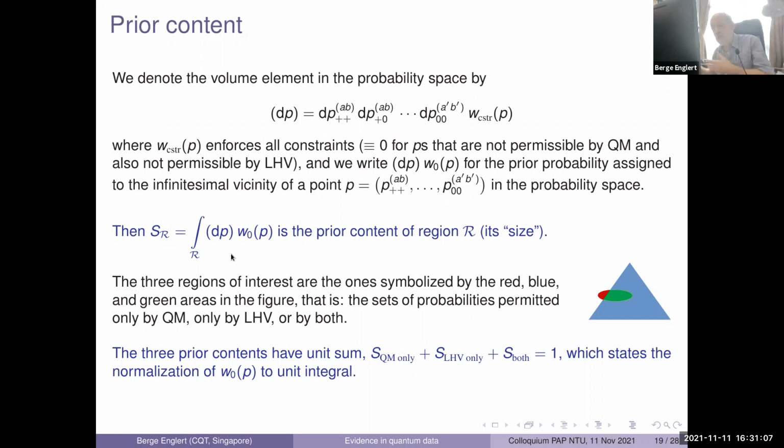So if we look at the whole space, we get 1 because that's the normalization of the prior, and then you have fractional values for smaller portions of the region. And of course, if I look at this overall thing, then we have the red region, which is the quantum mechanics only region. We have the blue region without the green region, so that's the local hidden variables only. And then we have the green region where we have quantum mechanics or local hidden variables. And the prior contents of these 3 regions, of course, add up to 1 because your probabilities have to be somewhere. Okay.